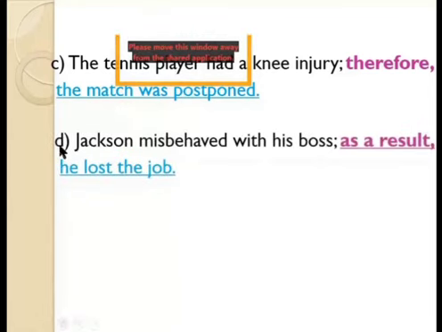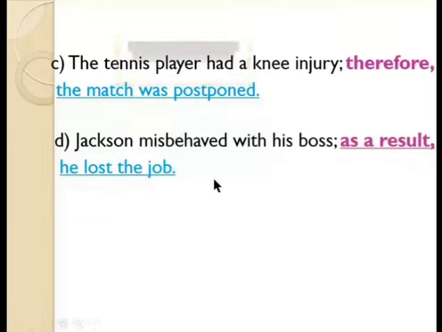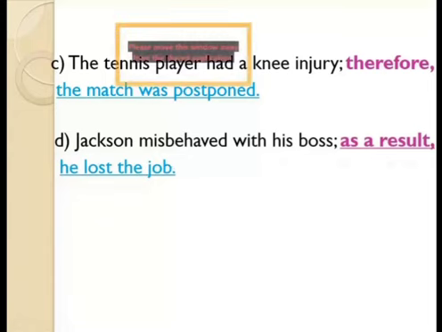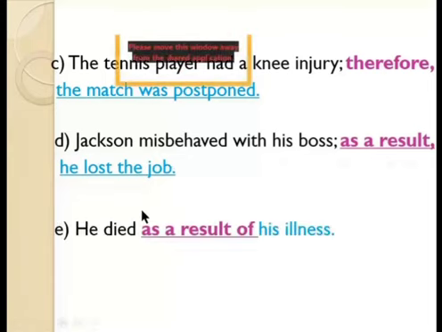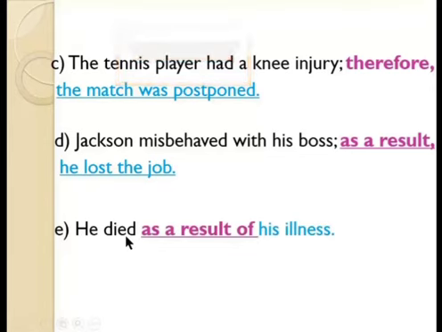So another example, example D. Jackson misbehaved with his boss. As a result, he lost the job. So what was the result of misbehaving? Jackson lost his job. Yes, you have another way to use as a result. You can add the word of. So you can use it like this: he died as a result of his illness. But just notice here, if we use the word of, you can just follow this by a noun. This is illness. So you say he died as a result of his illness, using a noun.